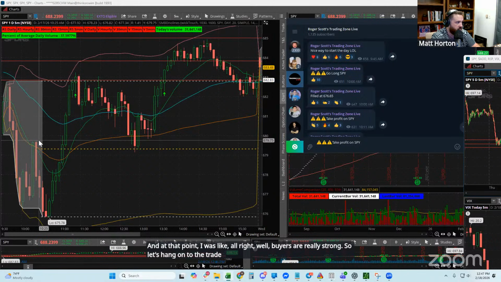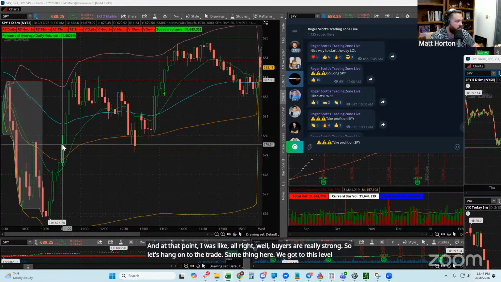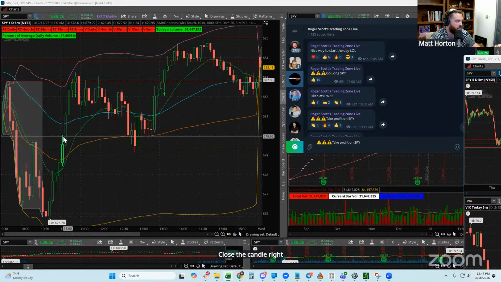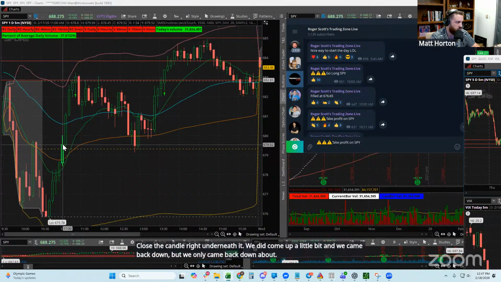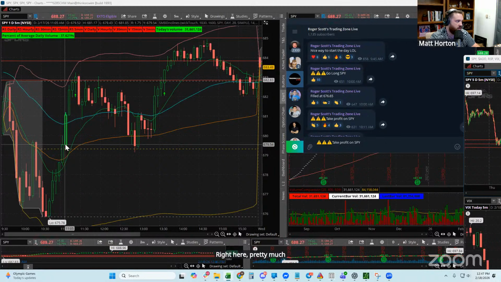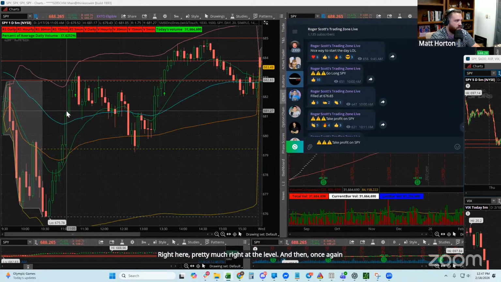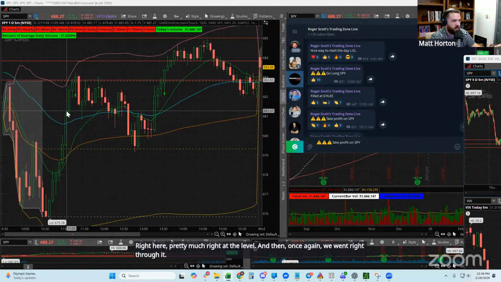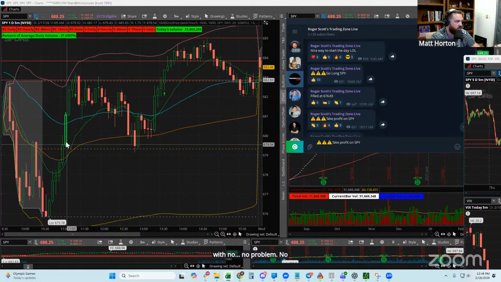Same thing here. We got to this level of resistance. Closed the candle right underneath it. We did come up a little bit and we came back down, but we only came back down to about right here, pretty much right at the level. And then once again, we went right through it with no problem, no stutter step, nothing. So then we just held.